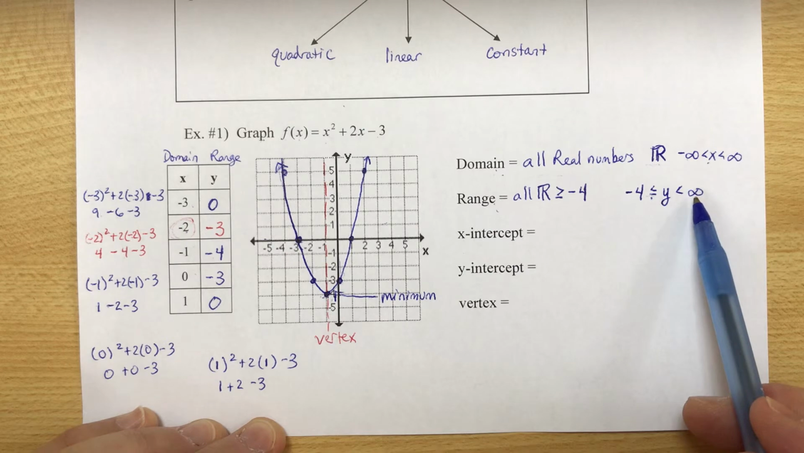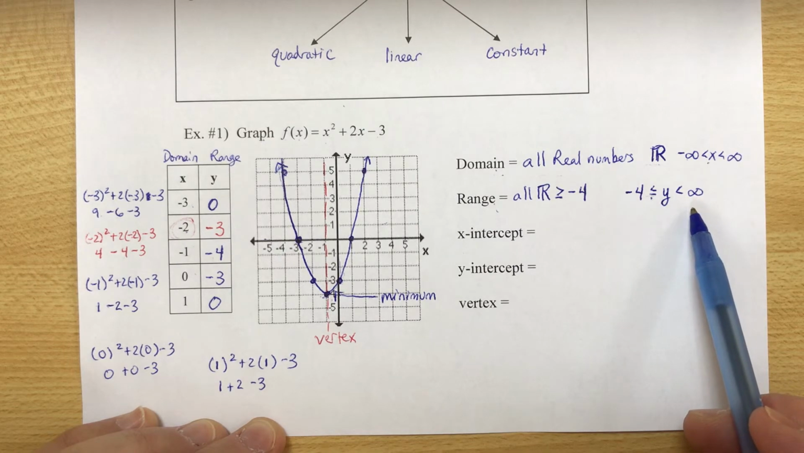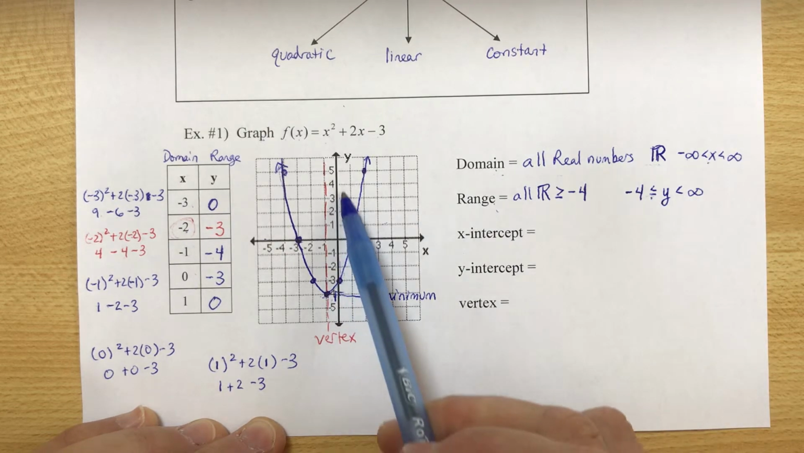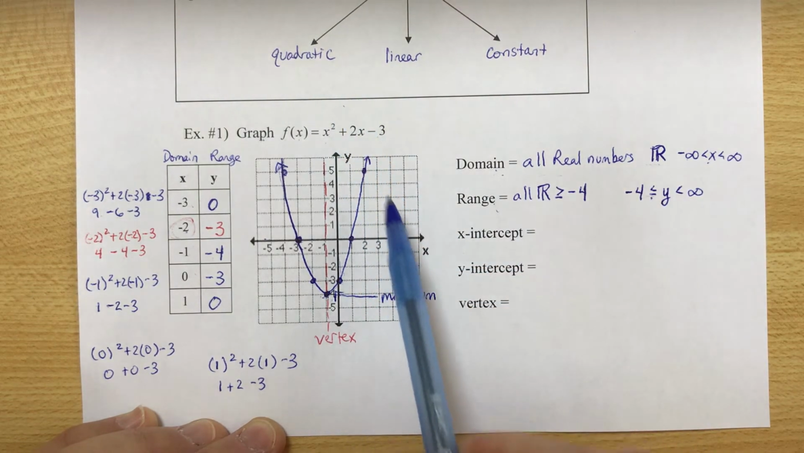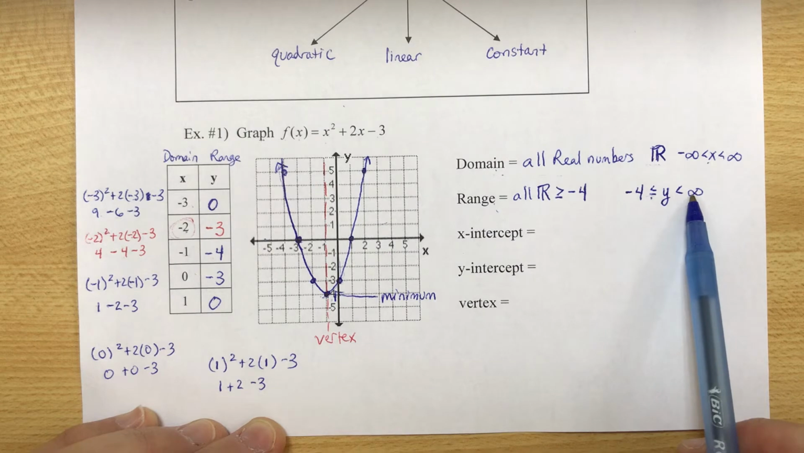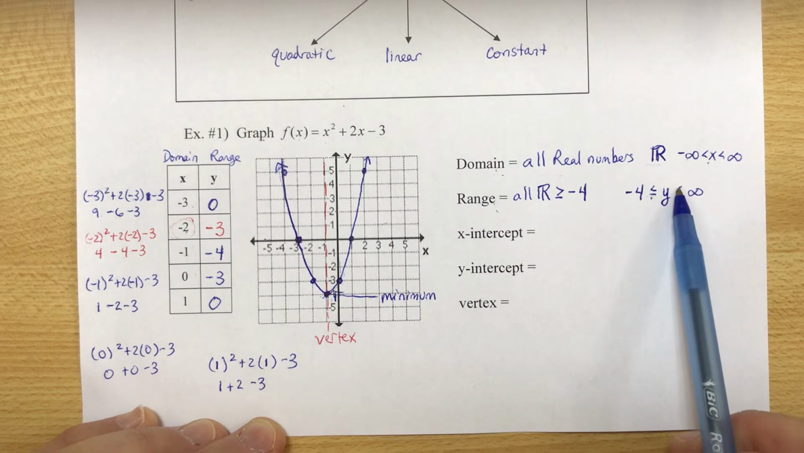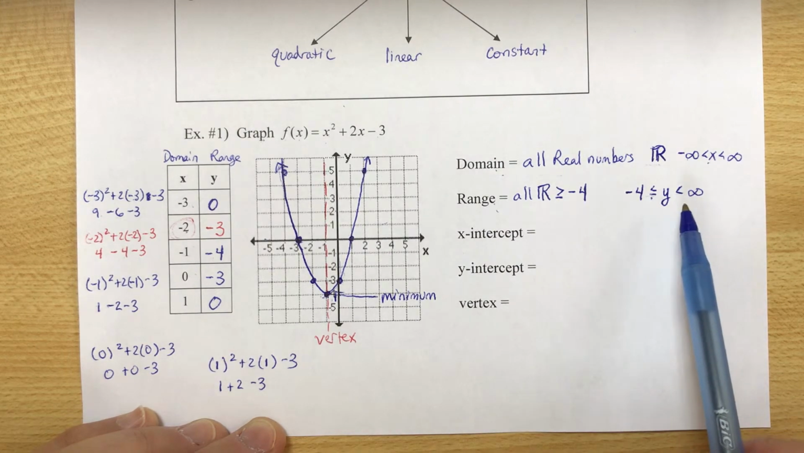Now, for infinity, infinity is a concept. It's actually not a number. So infinity, positive infinity, means you keep going up. You're never going to stop going up. But since it's not a real number, then we don't put the equal to part for that.